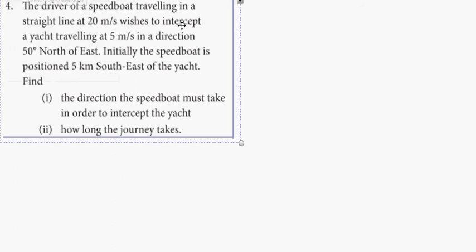The driver of a speedboat travelling in a straight line at 20 meters per second wishes to intercept a yacht travelling at 5 meters per second in a direction 50 degrees north of east. Initially, the speedboat is positioned 5 kilometers southeast of the yacht. Find the direction the speedboat must take in order to intercept the yacht.